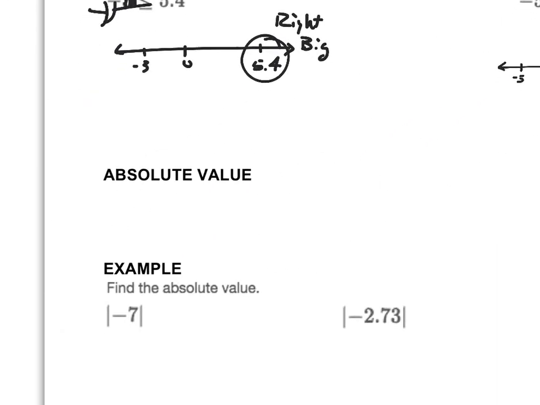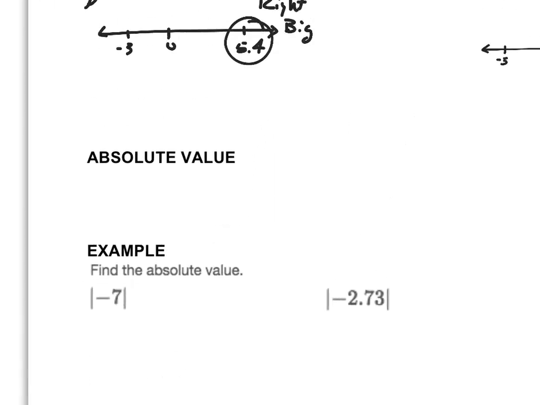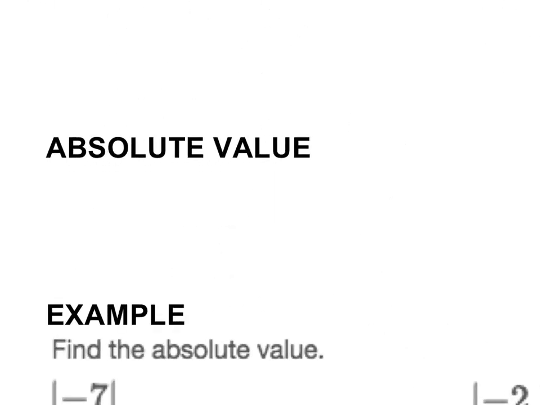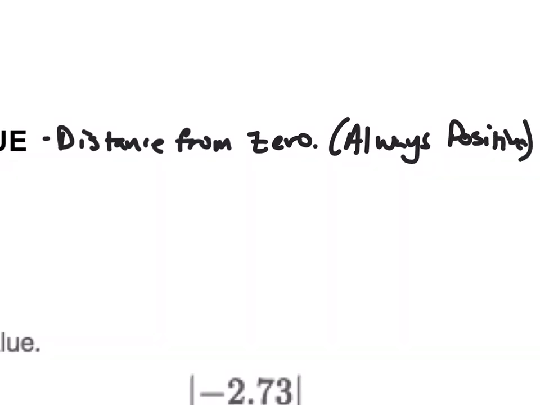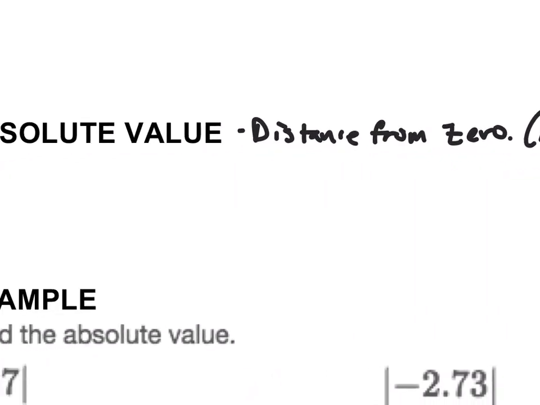Okay. All right, let's talk about what absolute value is. Okay, now absolute value means distance from 0. Okay, distance from 0. And what I know about this, distance from 0 is always positive. Okay, always positive.